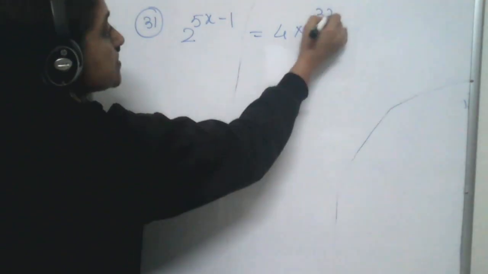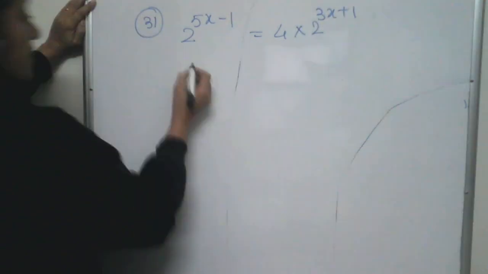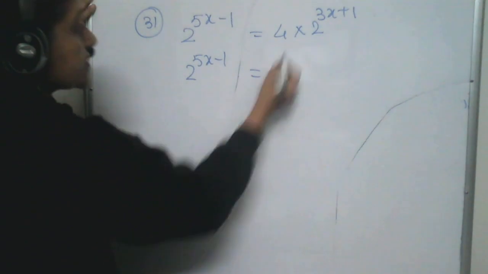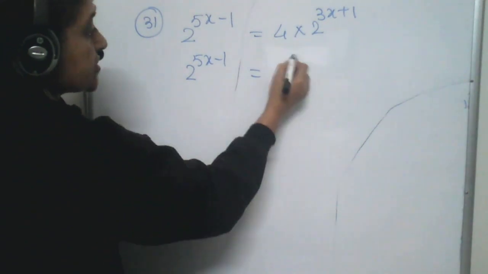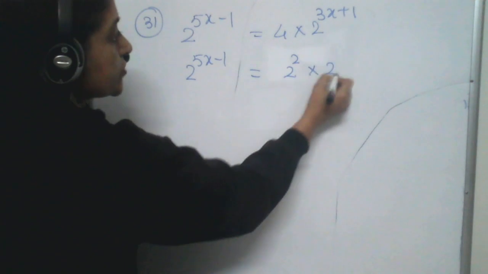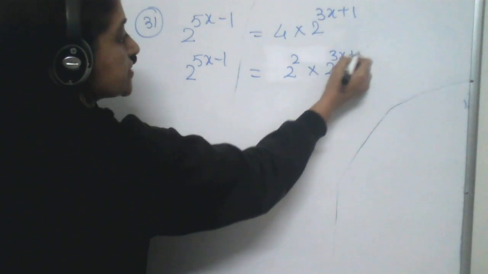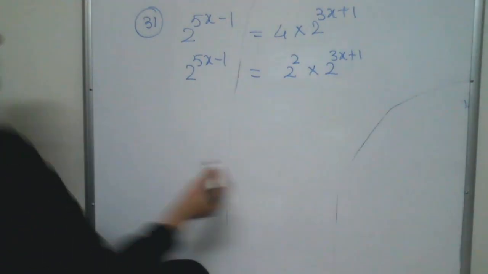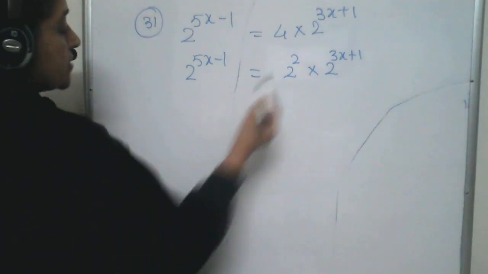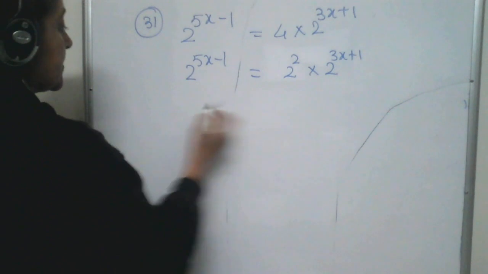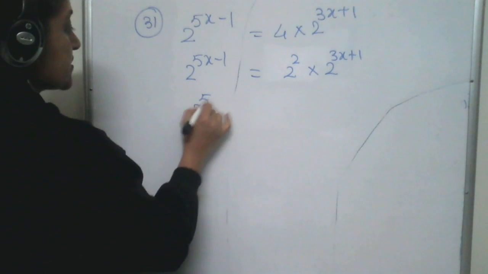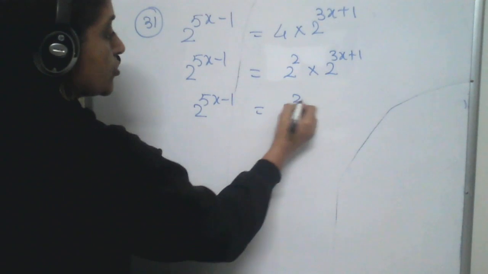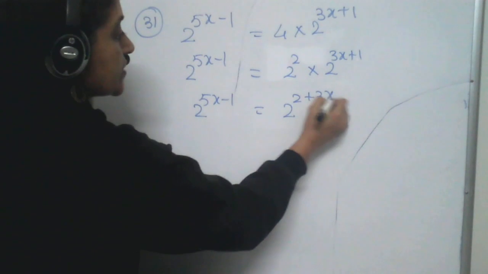We have here 2 to the power 5x minus 1 is equal to 4 into 2 to the power 3x plus 1. Now here 2 to the power 5x minus 1, will keep it as it is. 4 is nothing but 2 to the power 2 into 2 to the power 3x plus 1. Now you can understand that in the previous question itself I had added the exponent of 3 like this. So 2 to the power 5x minus 1 as it is, 2 to the power 2 plus 3x plus 1.